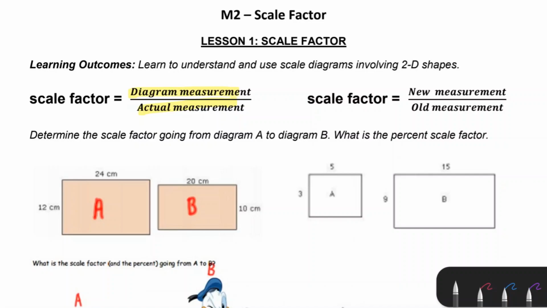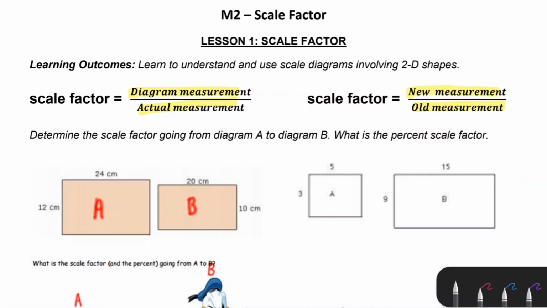That tells us how much the map has been scaled down so that you can hold it in your hand instead of having to drive 3 hours. We also use terms like new measurement over old measurement, or over original measurement. It's the same idea, just some different terminology, just to make sure we know which direction we're going.